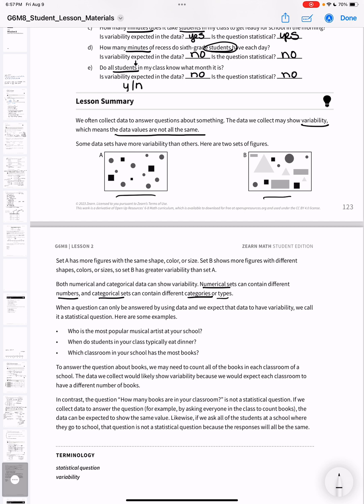When a question can only be answered by using data, and we expect that data to have variability, we call it a statistical question. So there's our definition. A statistical question is a question that can only be answered by using data, and we expect that data to have variability. So to be statistical, it has to be answered by data, and have variability.